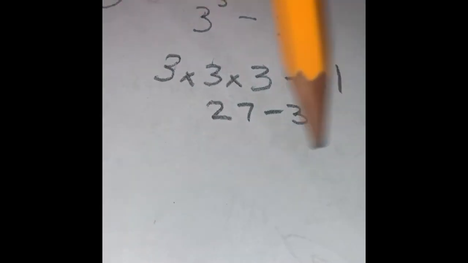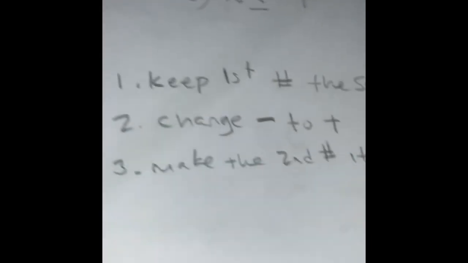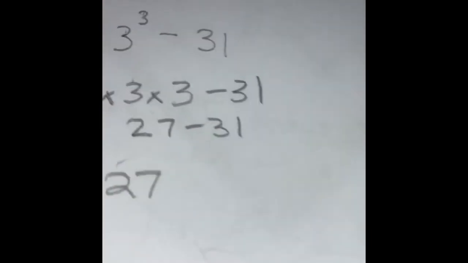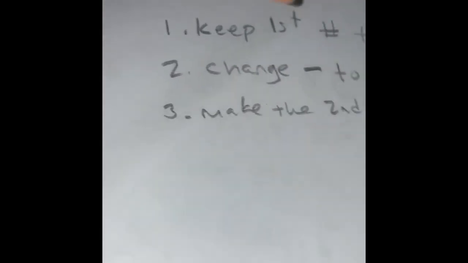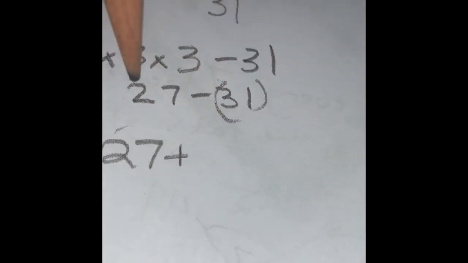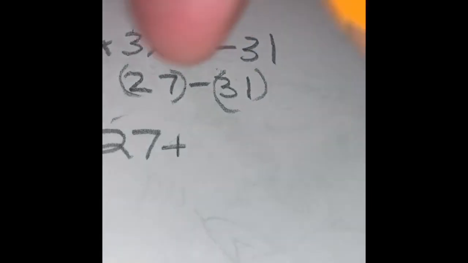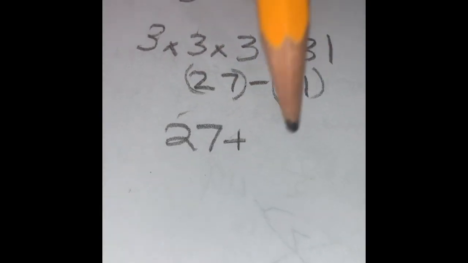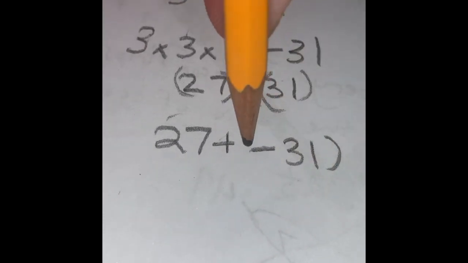So here's what we're going to do. Step 1, keep the first number the same. So 27, I'm just going to keep it as 27. Step 2, change the subtraction to an addition sign. And step 3, make the second number its opposite. So if we look at it like this, the number is actually positive 31. So to make it its opposite, we would make it negative 31.